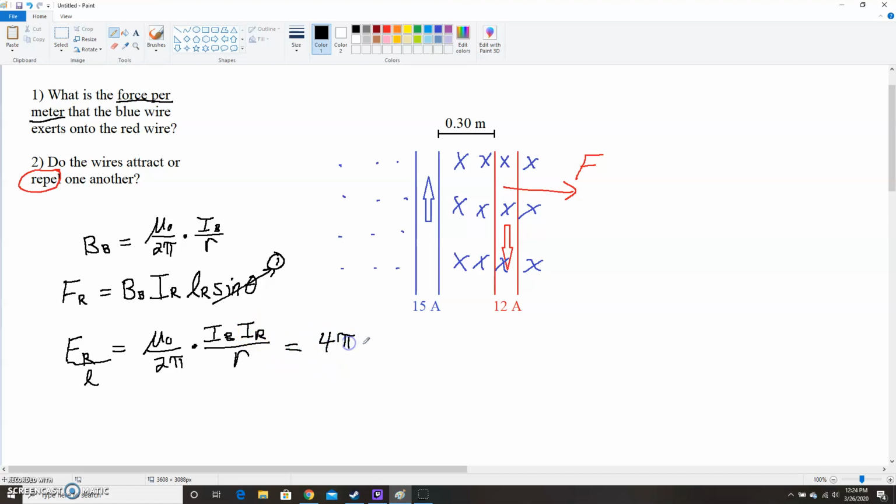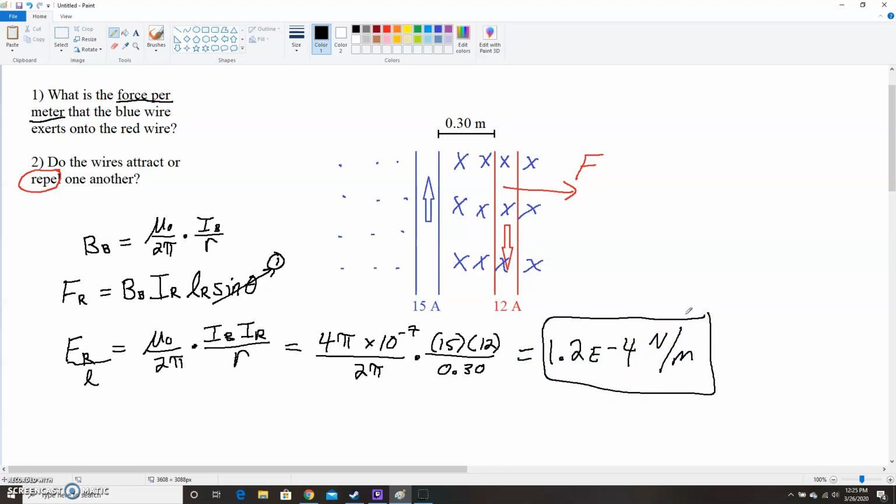To finish solving this, 4 pi times 10 to the negative 7th over 2 pi times 15 times 12 divided by 30 centimeters or 0.3 meters. Grab the Happy Fun calculator. And the result will be 1.2 times 10 to the negative 4th newtons per meter. Success!